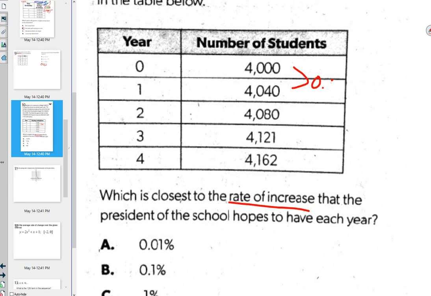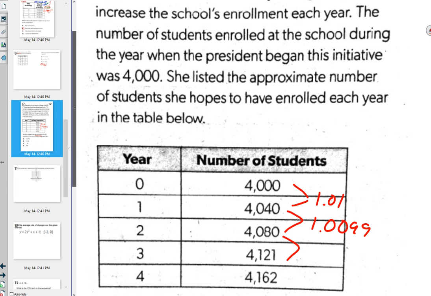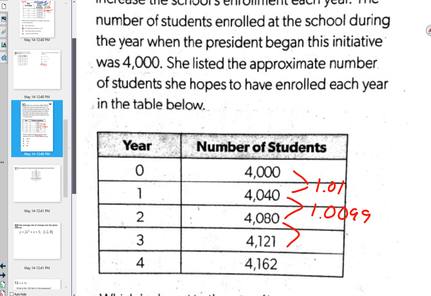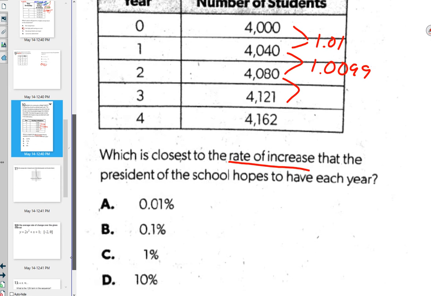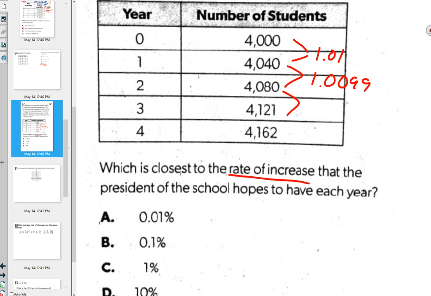1.01. Oh, okay, yeah, all right, sorry, I got you. That's times 1.01. So now what's 4080 divided by 4040? 1.0099. Okay. Let me make sure I read this right. What is the closest to the rate of increase that's supposed to happen here? All right. What's 4121 divided by 4080? 1.01. And then what's 4162 divided by 4121?